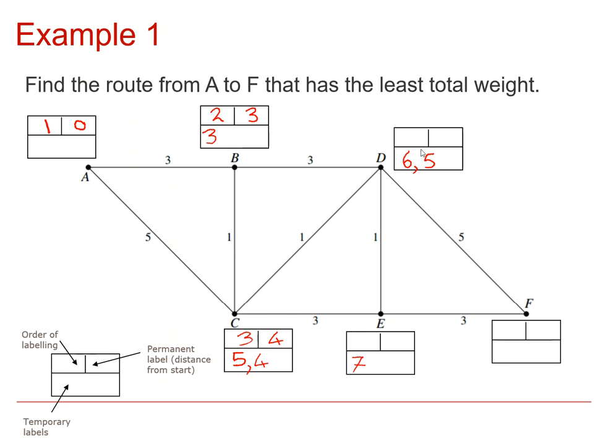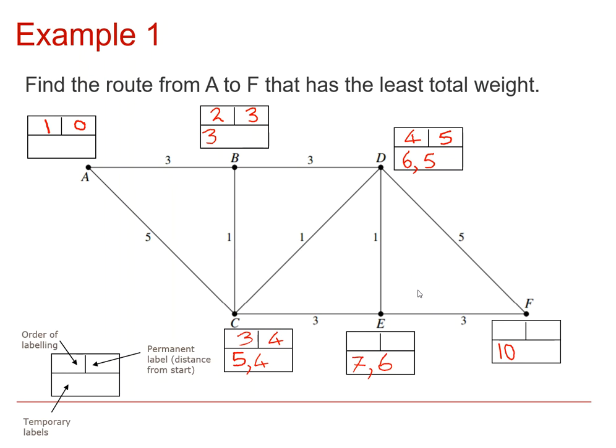Which nodes are now temporary? It's these two, so I need to look at that one and that one. Which one's got the smallest temporary label? It is node D, so that gets a permanent label now of 5, and it was the fourth one to be labelled. So now from D to F, I do 5, add another 5, which is 10, so I can get to F in 10. Or I can go from D to E in 5 plus 1, so that's 6. I will update that.